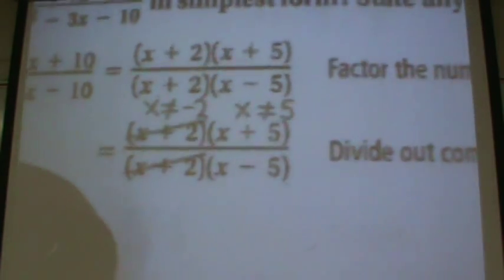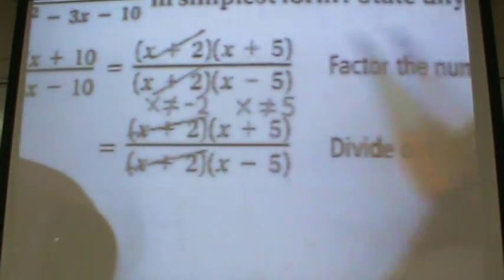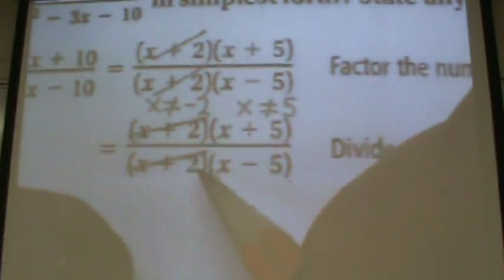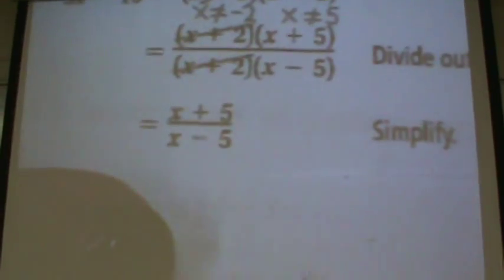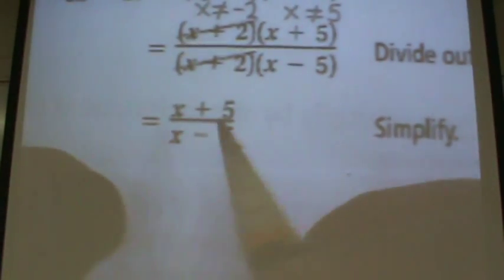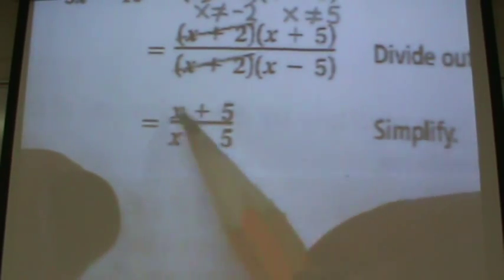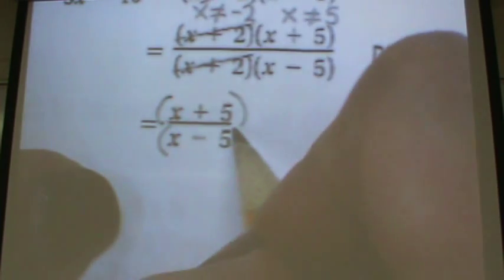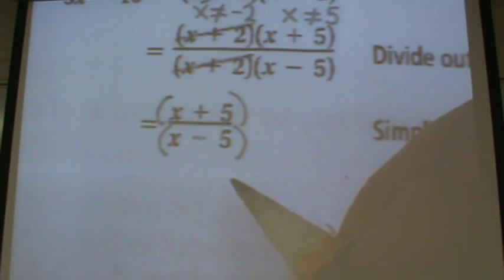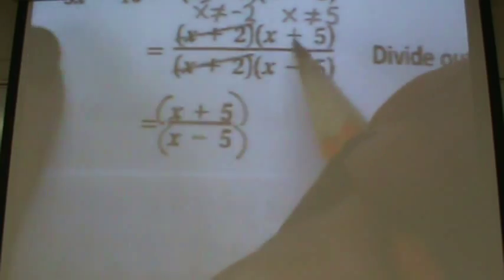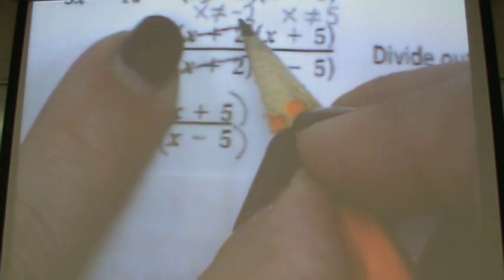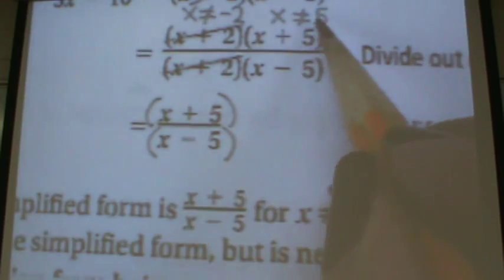Now what you're going to do is cancel any products that are the same. So the x plus 2's cancel. What's left is x plus 5 over x minus 5. That is your simplified answer. Now you cannot cancel these x's out. This x is attached to this 5, and this x is attached to this -5. Okay? So that's your simplified answer, and your restrictions are still x cannot be -2 or 5.